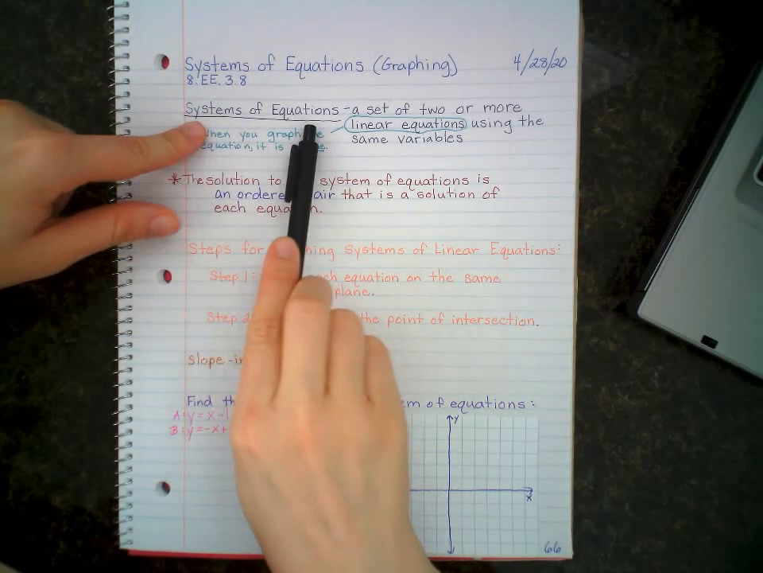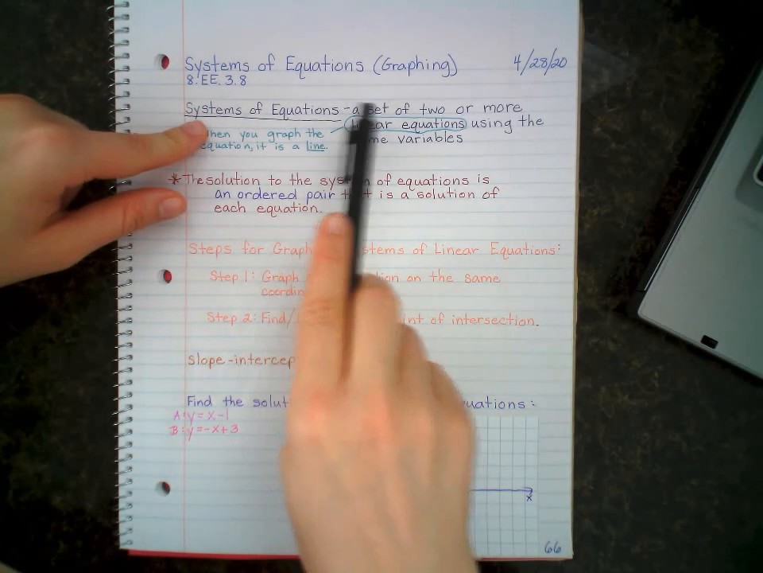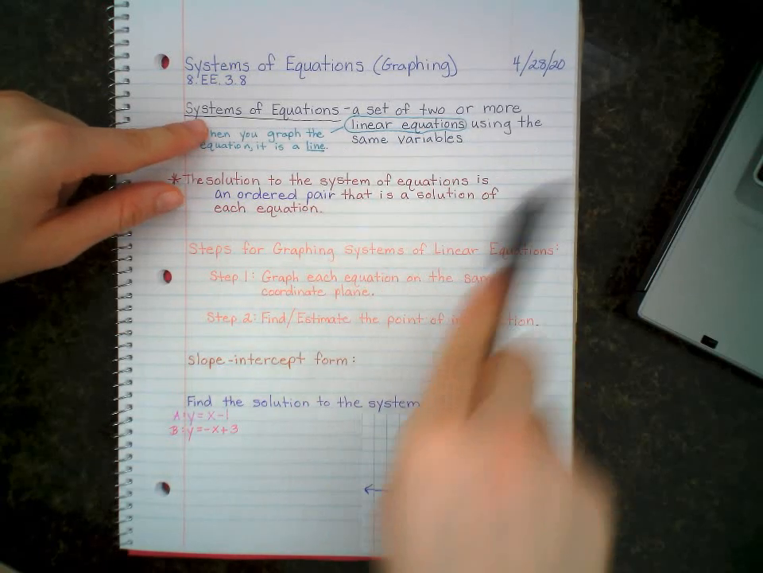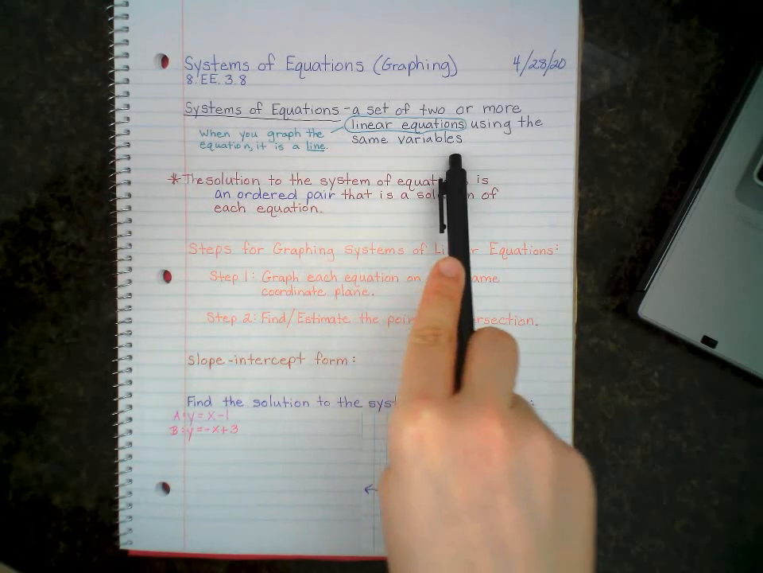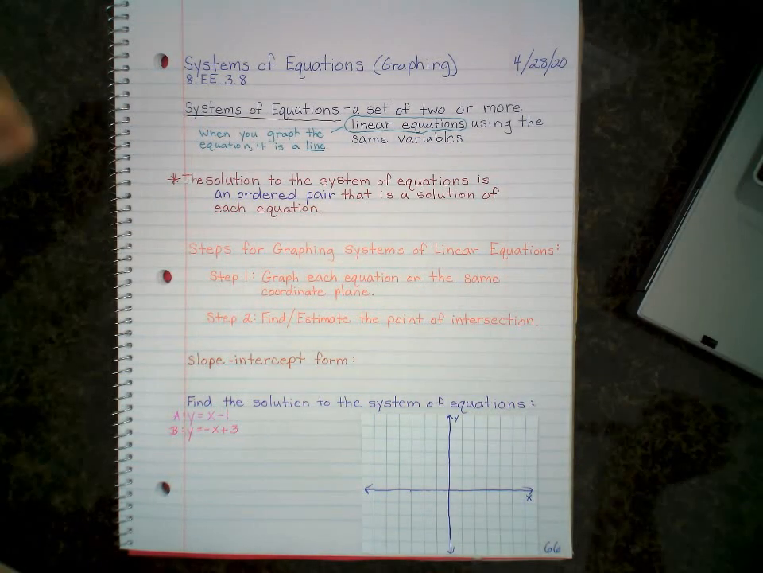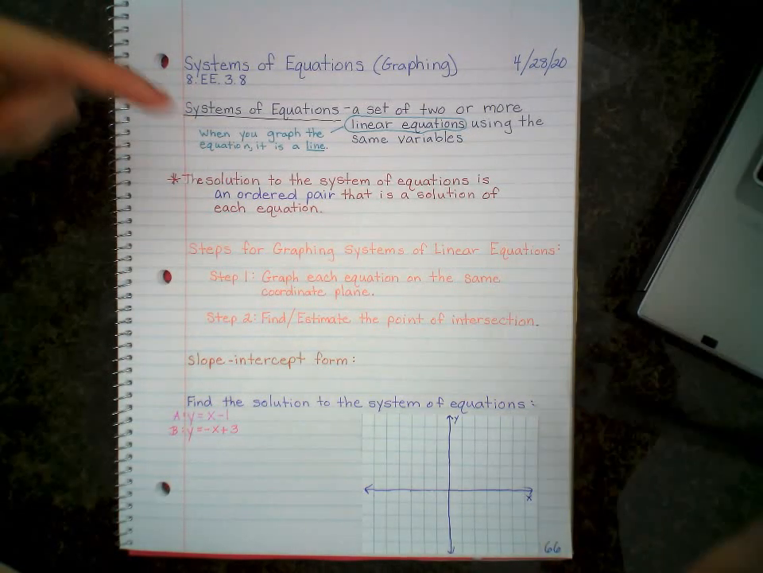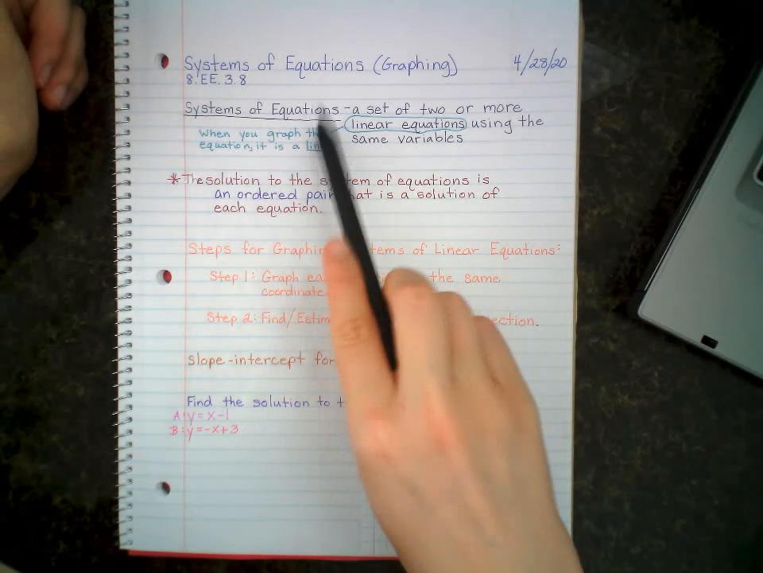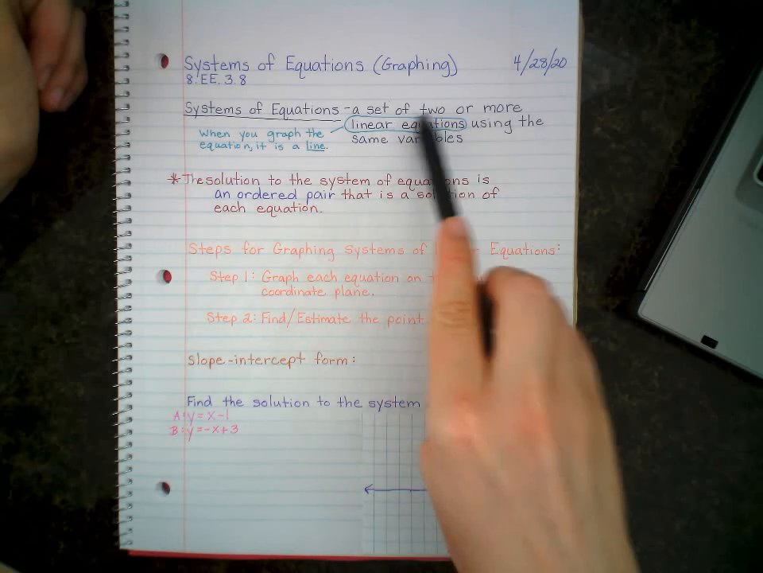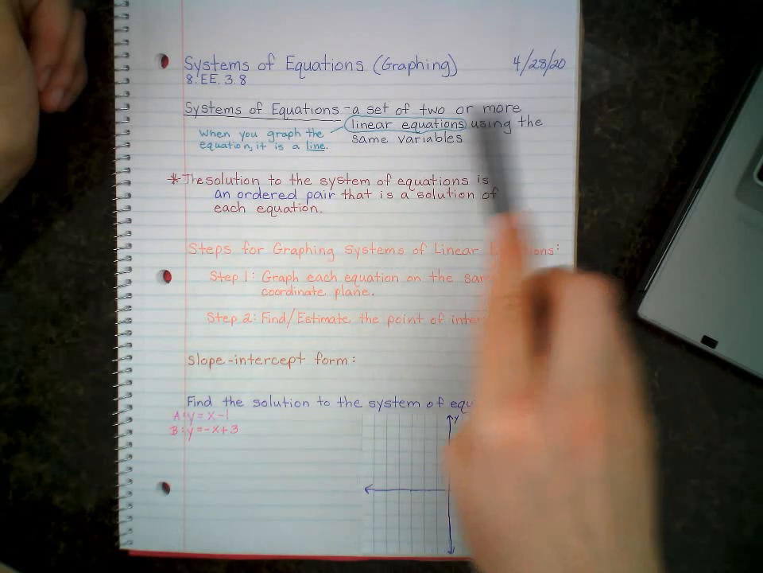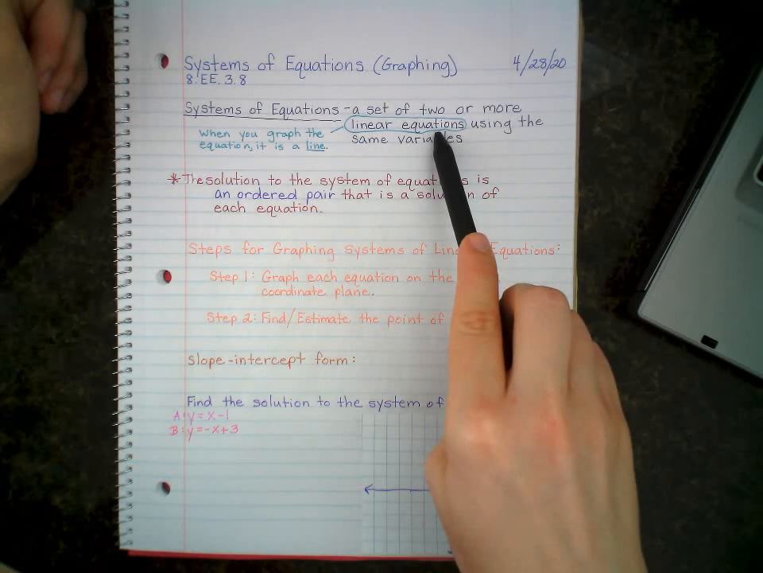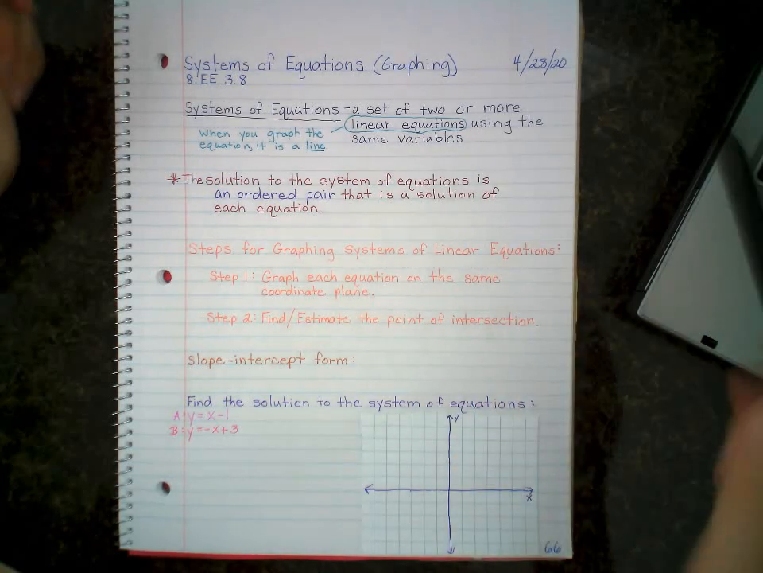Now, we defined systems of equations yesterday. I might have changed the wording a little bit for the definition, but it's the same meaning. So what is a system of equations? A system of equations is a set of two or more linear equations using the same variables.